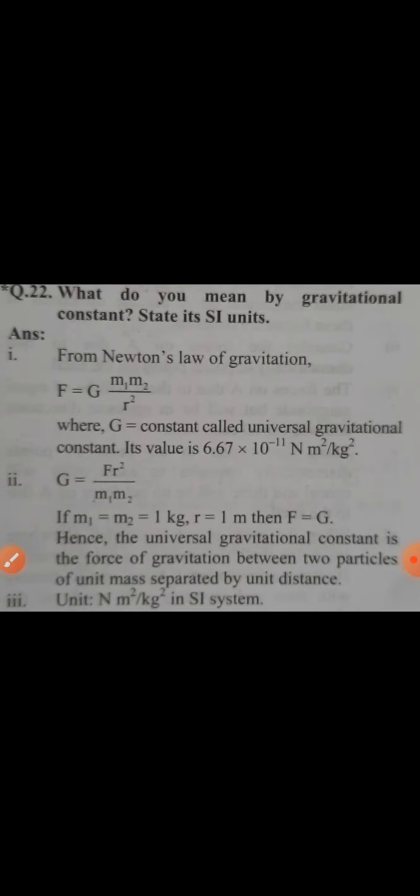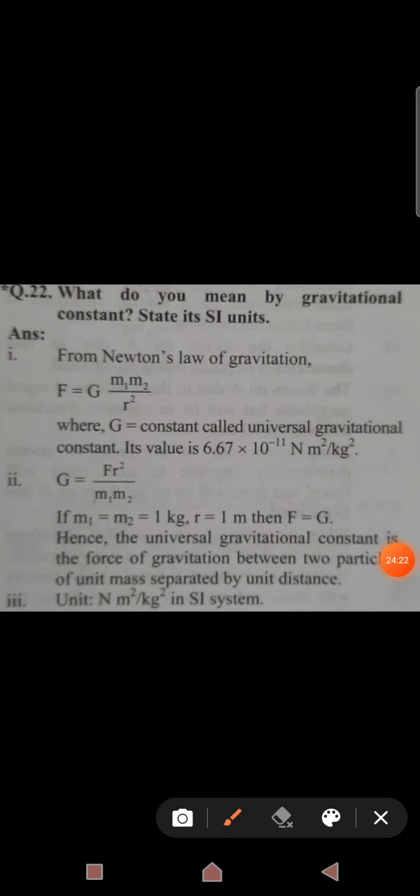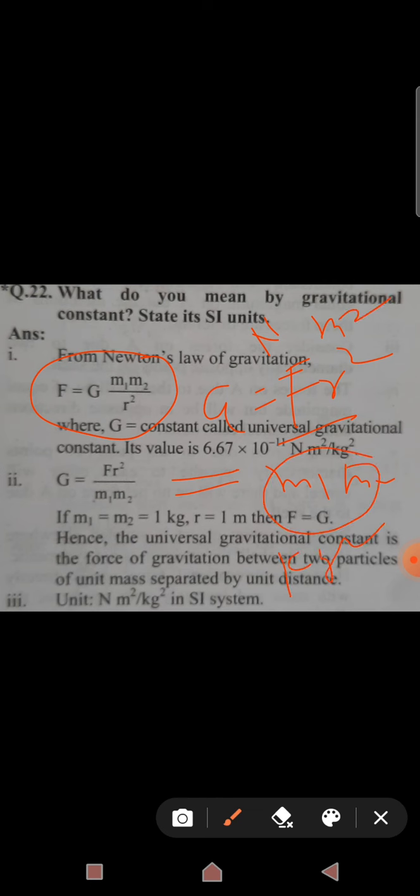The next question: what do you mean by the gravitational constant, and state its SI unit? As I have told you, we can write the law F is equal to G m1 m2 upon r square. Based on that, G is equal to F r square upon m1 m2, where capital G is called the universal gravitational constant and its value is 6.67 into 10 raised to minus 11. Its SI unit can be written from the formula: force in Newton, distance square in meter square, mass in kilogram square. So we get Newton meter square per kilogram square.